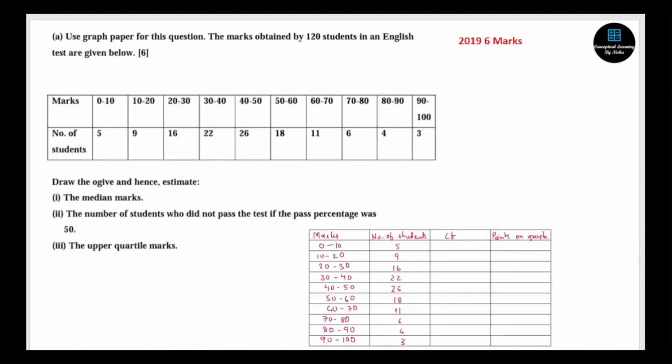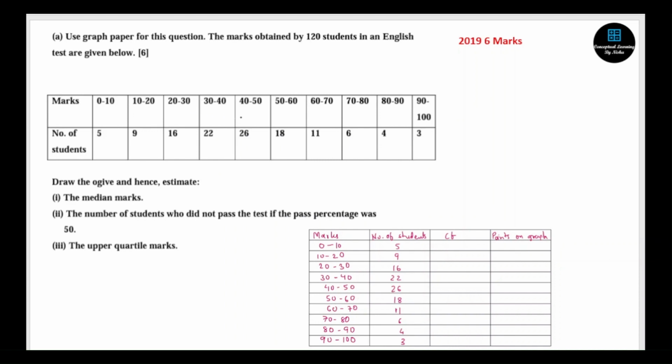Now this is a 6 marker question. Usually when you have an Ogive graph, you have to find the median and maybe a quartile, maybe the upper quartile, lower quartile, and so on. So this type of question comes for 6 marks. This is the pattern which we have observed so far.